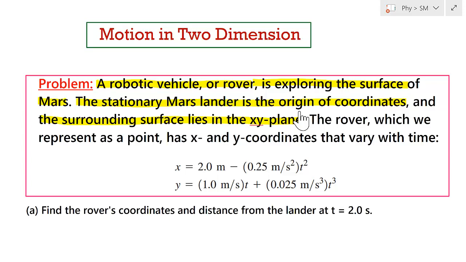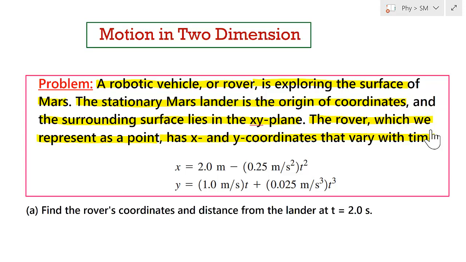So the lander is the origin of the coordinate system, and the motion of the rover happens in the xy plane. So this is a two-dimensional motion. So we have to apply the formulae and concepts for 2D motion. Furthermore, the question says the rover, which we represent as a point, has x and y coordinates that vary with time as follows. So we have to consider the rover as a point, and this is moving in the xy plane.